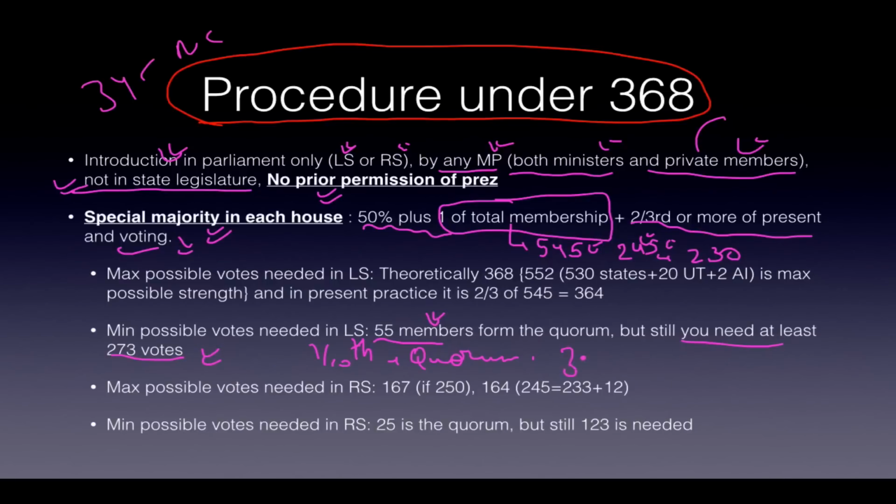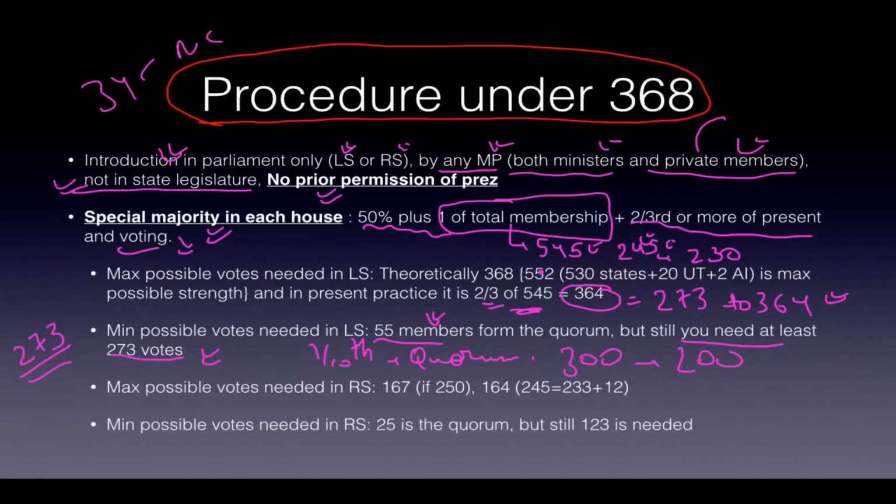Let's say 300 members are present in Lok Sabha, so 200 are needed as per 2/3, but still you need 1/2 of 545, that is 273. So minimum number of votes required is 273. Don't even talk about a constitutional amendment with less than that. Let's say all members are present, 545, then the number of votes required is 2/3 of 545, that is 364. So between 273 to 364 votes, constitution can be amended by Lok Sabha.